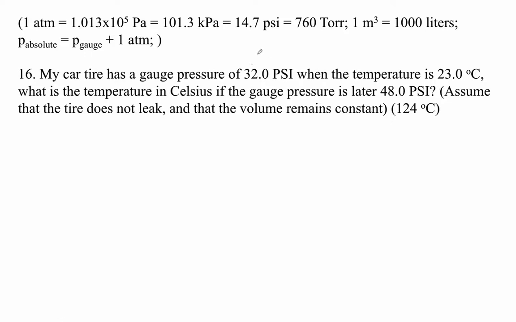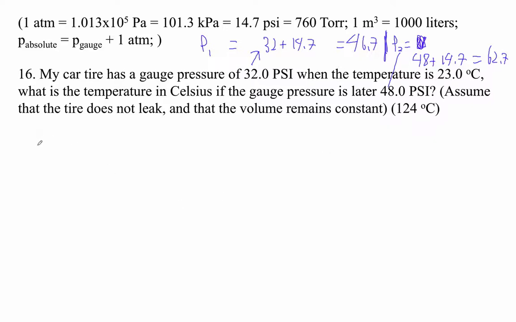Okay, so definitely we've got to turn this into absolute pressure, right? So 32 plus 14.7 is 46.7. This is our P1, right? And then P2 is equal to what? 48? Whoa. 48 plus 14.7. I bet if you got it wrong, you forgot to turn it into absolute pressure. So 48 plus 14.7 is 62.7.